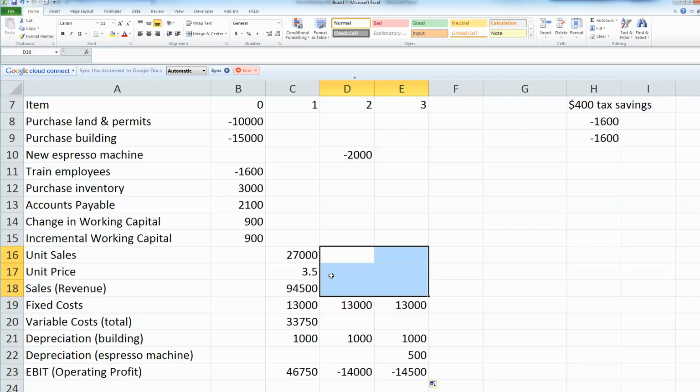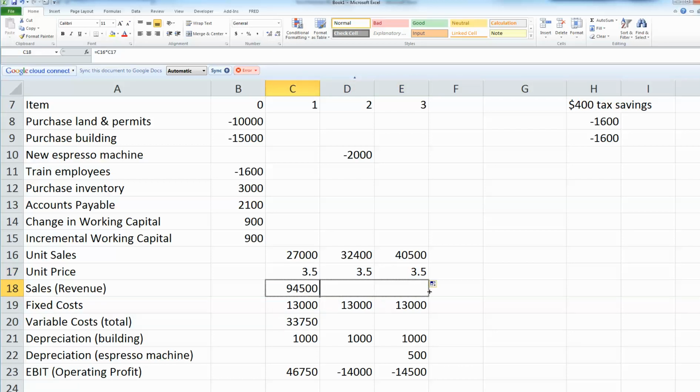So let's fill in this part. It says in Part D, under operations, that sales are expected to rise by 20% in year 2. So I'm going to take year 1's sales times 1 plus the 20%. And an additional 25% in year 3. So I'm going to take year 2 sales multiplied by 1 plus the 25% to get unit sales for year 3. And it doesn't give me any information about the price per unit, so I'm going to assume it stays at $3.50 a unit.